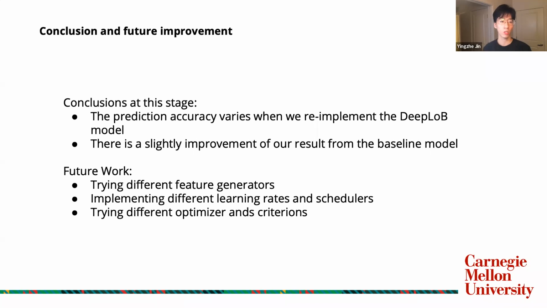A potential improvement is to try a different feature generator, because at this stage we just adopted the same CNN-based feature generator as the one from the paper.